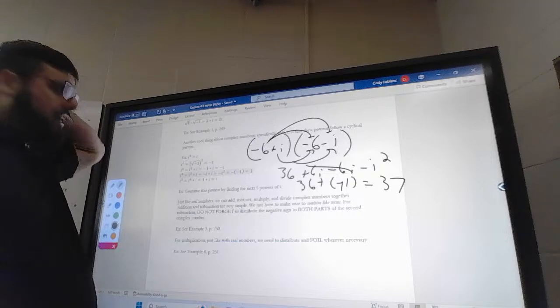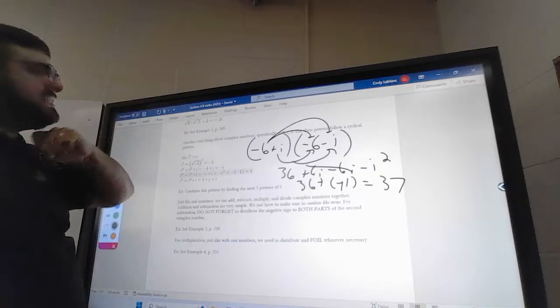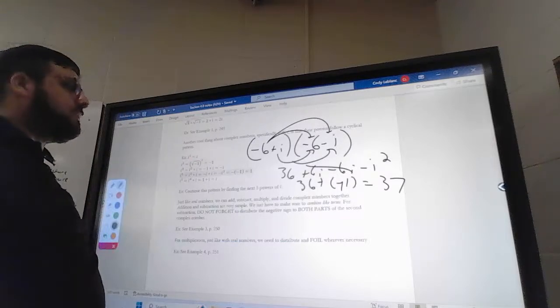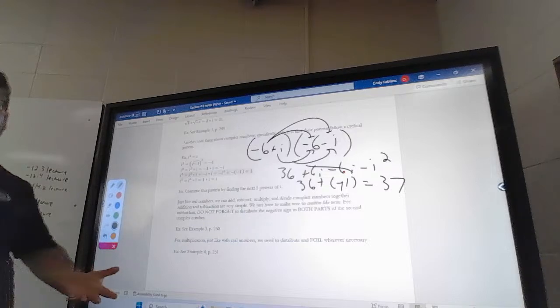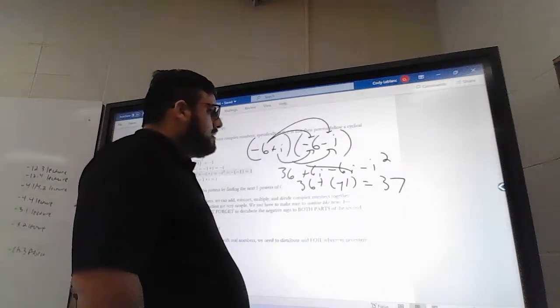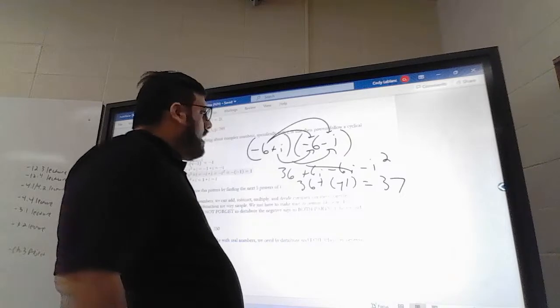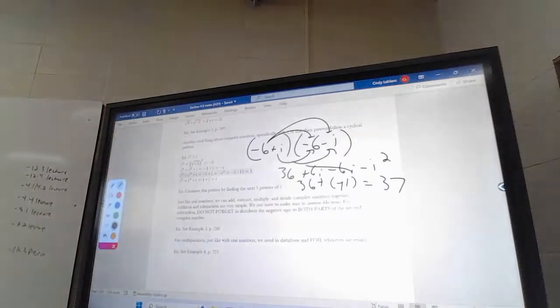Now, the cool thing about complex numbers is this. Look at this example. These complex numbers are almost exactly the same, except one's a plus, one's a minus. Sounds very similar to difference of squares, right? Well, you can actually use this to compute a sum of squares, or to factor a sum of squares, by using what's called a complex conjugate.